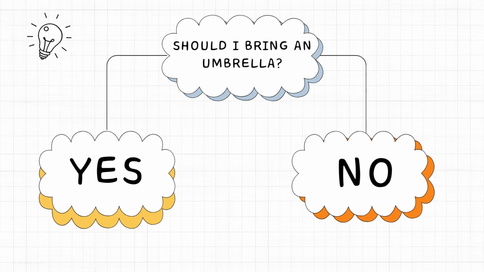Example: a decision tree for, should I bring an umbrella? With decisions based on, is it cloudy? And, weather forecast says rain.